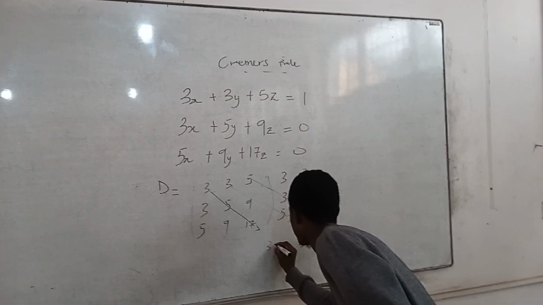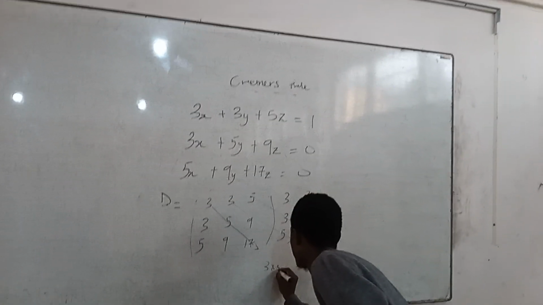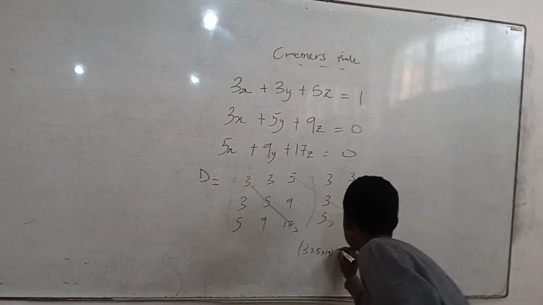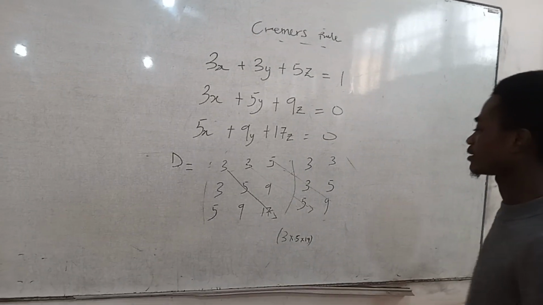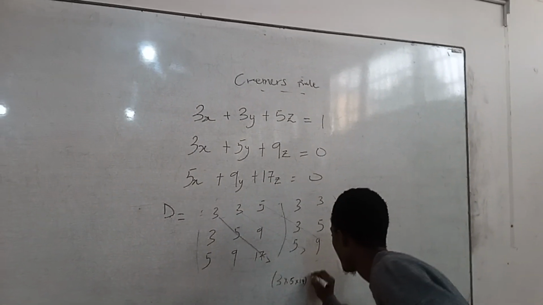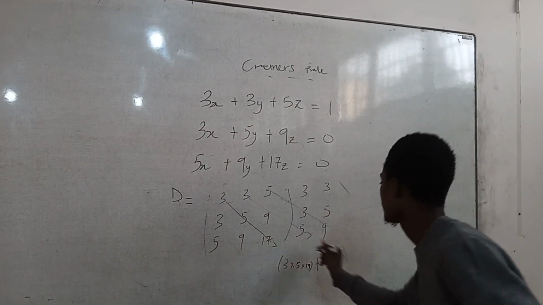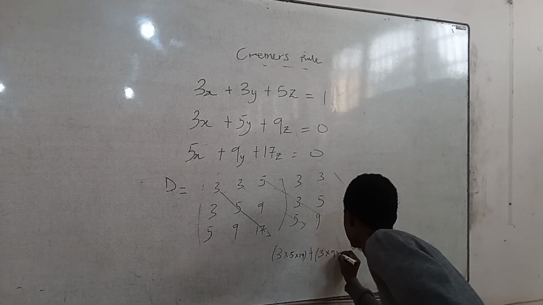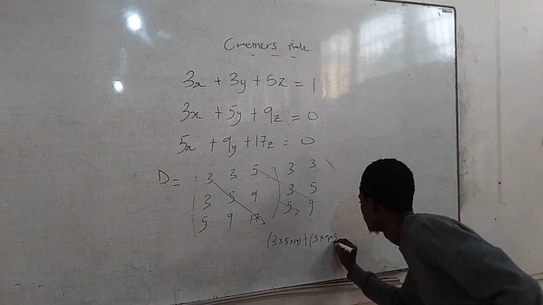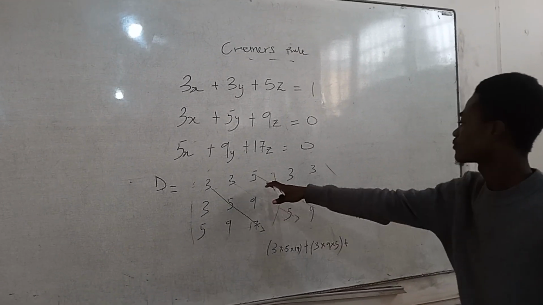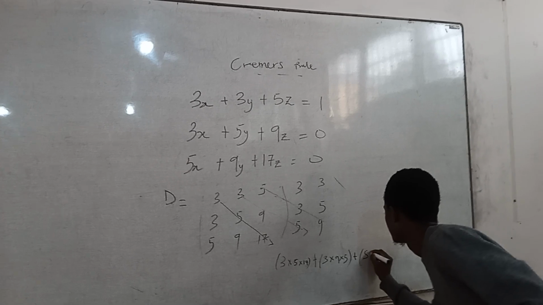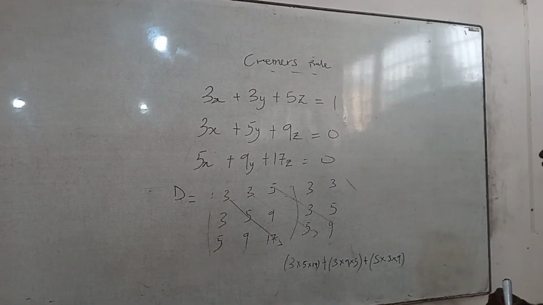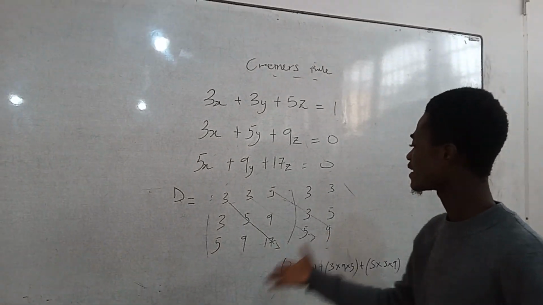So here you are having 3 times 5 times 17. Then because we are moving to the right-hand side, it's supposed to be positive. So plus 3 times 9 times 5, plus 5 times 3 times 9.